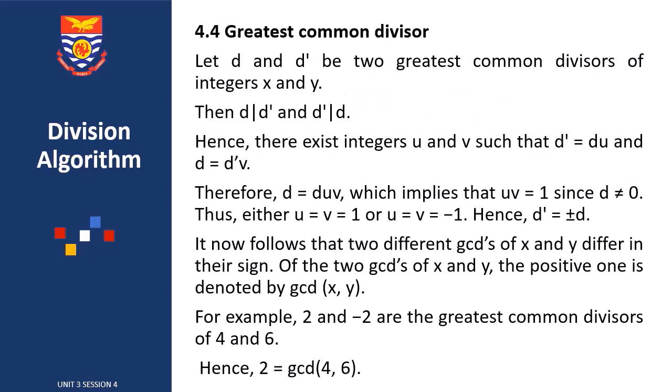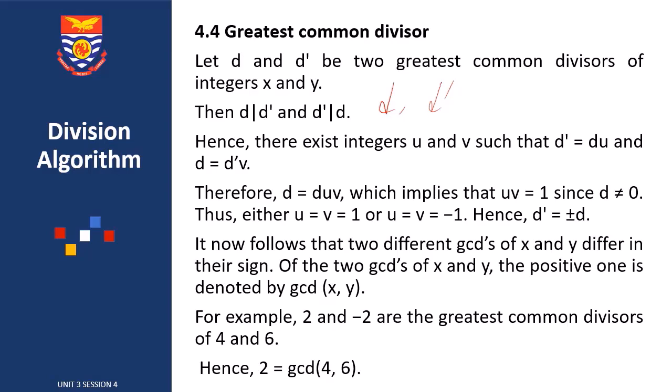So let's look at the greatest common divisor. Let d and d prime be two greatest common divisors of integers x and y. So d and d prime are two greatest common divisors of x and y. Then d divides d prime, and d prime also divides d.